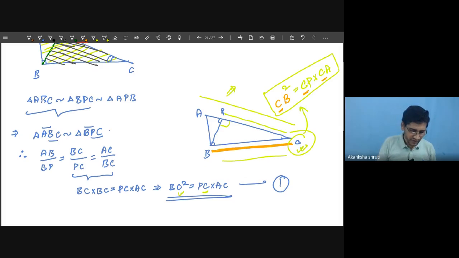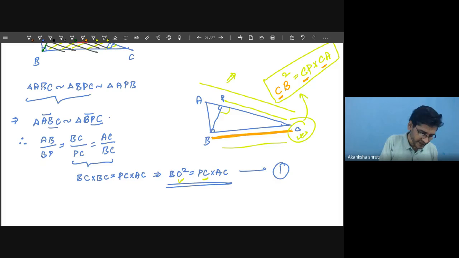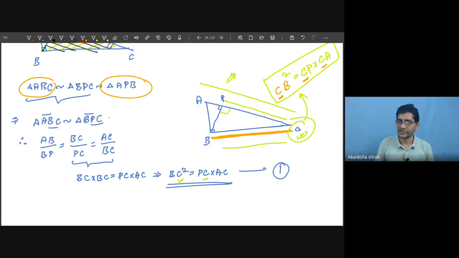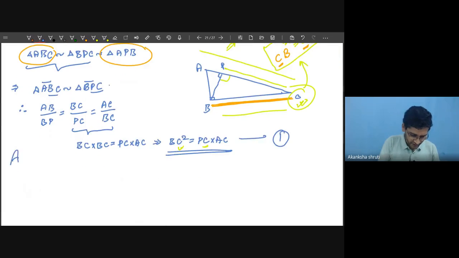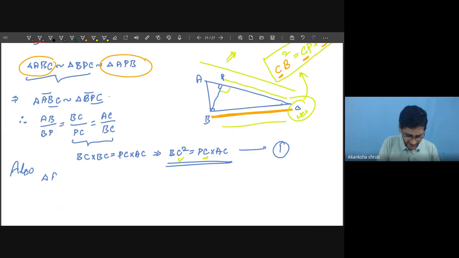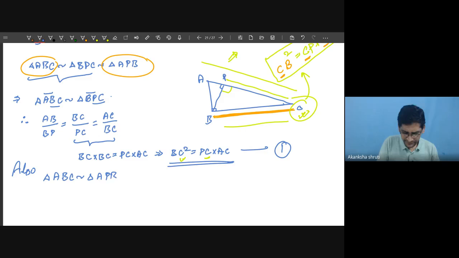Now let us come to the other. Let us consider the first original triangle and the last triangle. If we are taking these two triangles, then write also: triangle ABC is similar to the triangle, the other triangle, APB.